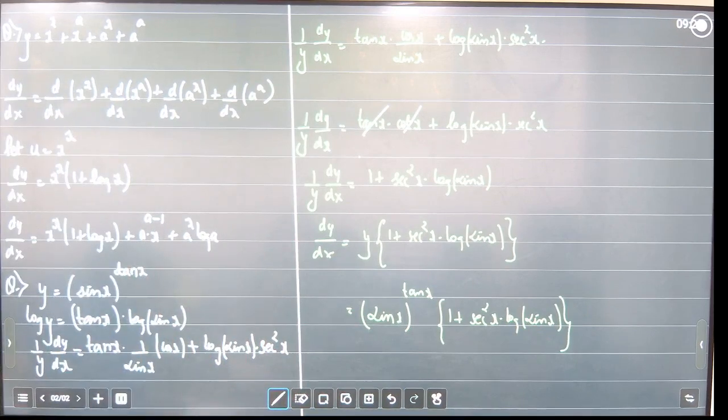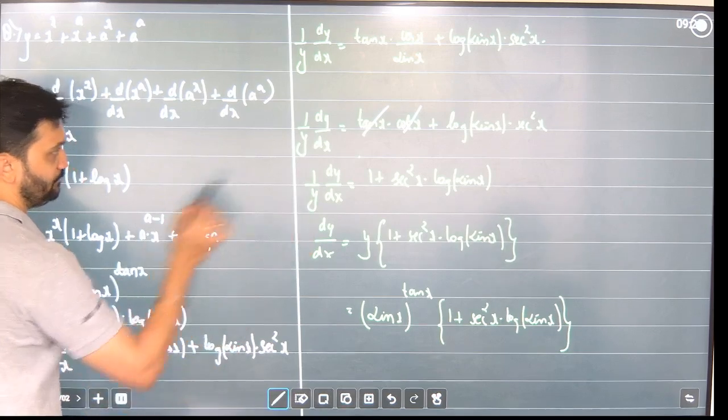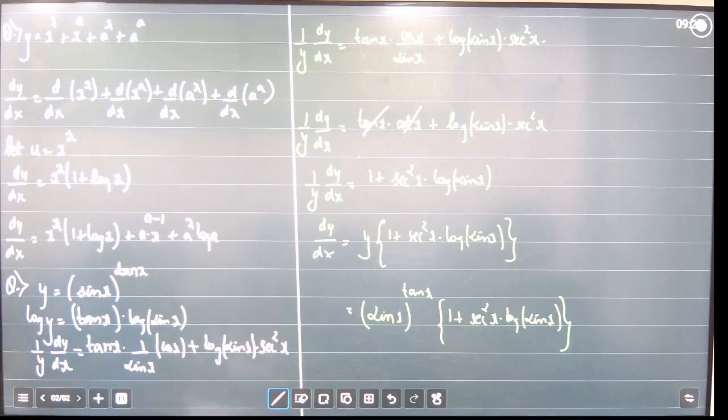We are doing the same step again and again. Function raised to function, take log on both sides, the power becomes the coefficient. You have to do u into v, and once you do u into v, that is the final step. I didn't understand how sin x was raised to tan x in the last step. Why is sin x raised to tan x? That's how you said. We are doing the same step everywhere.